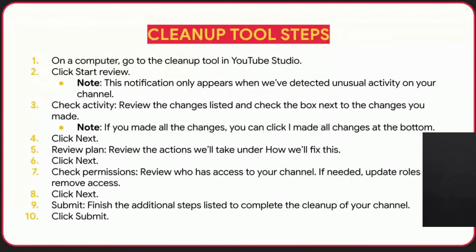When you check the activity, you'll review the changes listed in checkboxes. You can check the changes that you did make, and if you made all the changes, there's an easy option at the bottom that says you made them all. You go to the next page and review the actions you'll take under how to fix this. Then on the next page you review the access, so who has access to your channel, update any roles needed to remove access, finish any additional steps to complete the cleanup of your channel, and then submit.